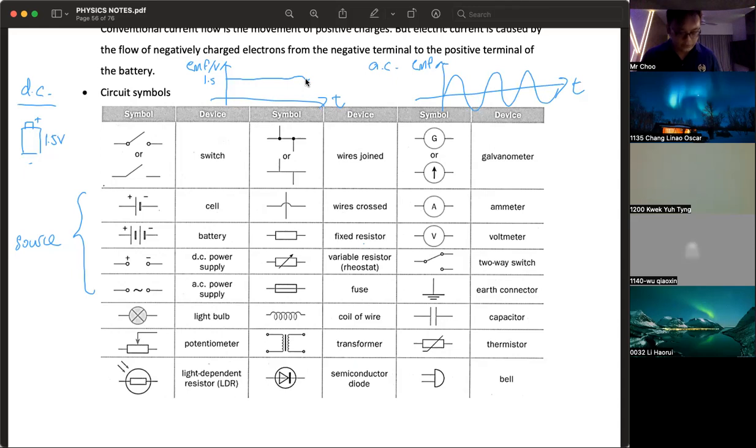Let me share with you where we find alternating current. The EMF, the voltage of the power source, will go up to a maximum, then go to 0, then go to the negative maximum, and then 0, positive, and then down.